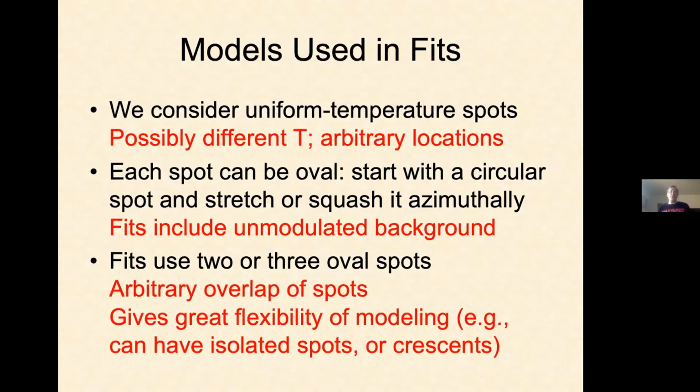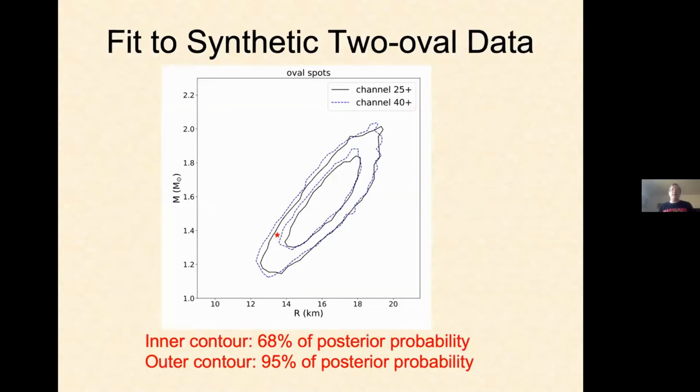We use 2 or 3 oval spots. We also allow there to be arbitrary overlap of the spots. You could have a hot spot on top of a cold spot or a cold on top of a hot. This gives us tremendous flexibility of modeling. We could have isolated spots, even things like crescents. If you have a spot that is hot and you have one that's very cold on top of it, that would give you a crescent.